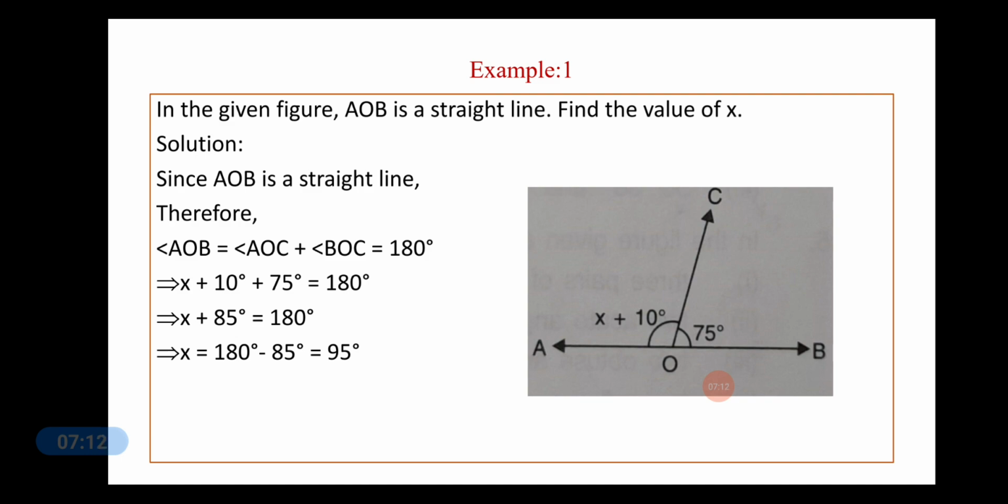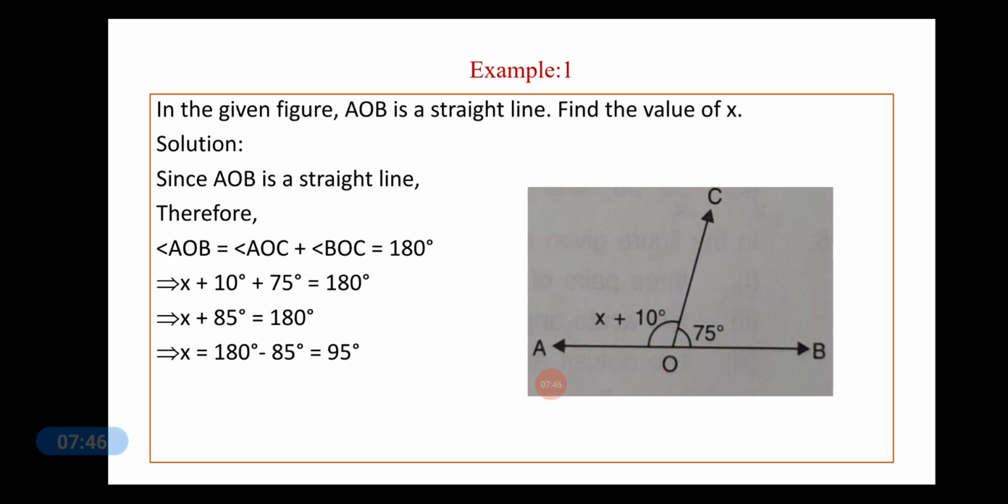Let us solve some examples. Example 1. In this given figure, as you can see, AOB is a straight line. You have to find the value of x. Now understand this figure very carefully. As AOB is a straight line, there is a point of intersection by another line OC at point O. Now two angles are formed on the straight line AOB, that is angle AOC and COB.